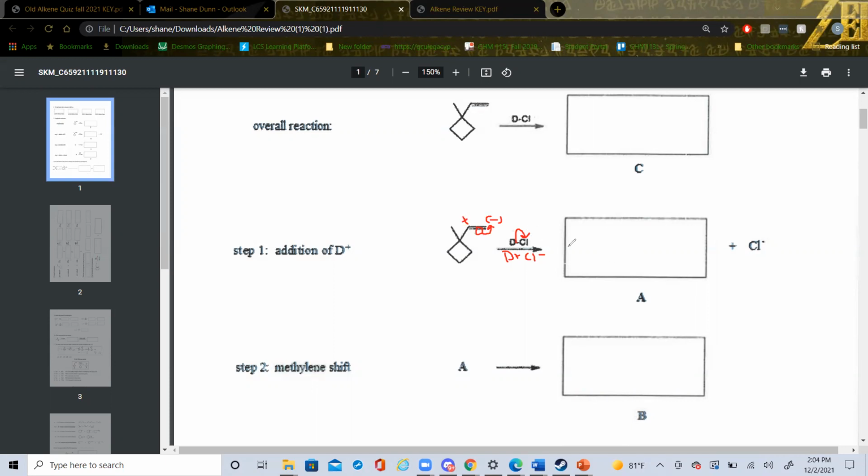Add the chlorine, add the D part. The negative electrons here are going to be attracted to D. You're going to get a positive charge here to a D. Now, this is the part I got confused with, and I had to look this up, but this right here is a methylene shift, not a methyl shift.